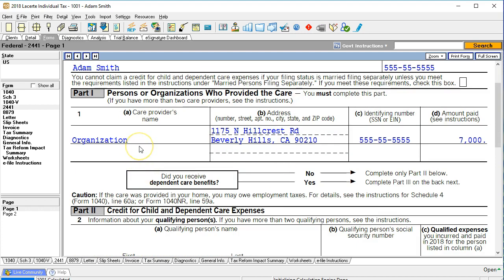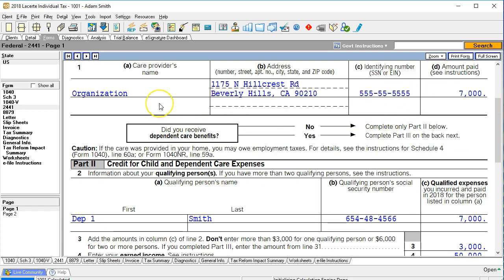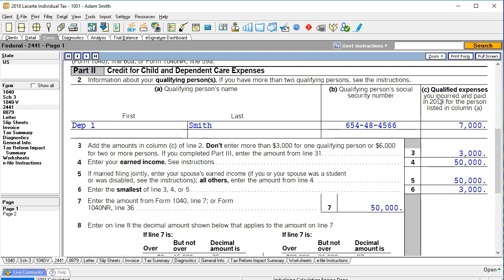In Part 1, we've got the organization that we have put in. We just put organization. We've got the address and then the ID number, which would be the Social Security number or EIN number, and the amount that was paid to them, $7,000. Then we have the dependents, in this case only one, that we paid $7,000 for the care to this organization. If there was more than one, the amounts for the children would add up to the amount paid to the one organization or multiple organizations up here. In this case, we have one dependent paid to one organization, so those two numbers match up.